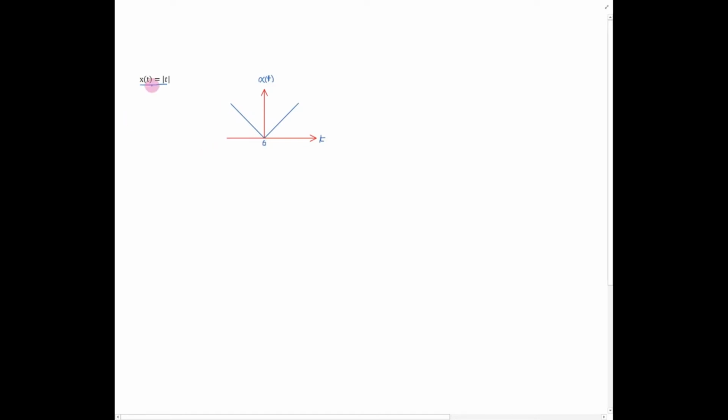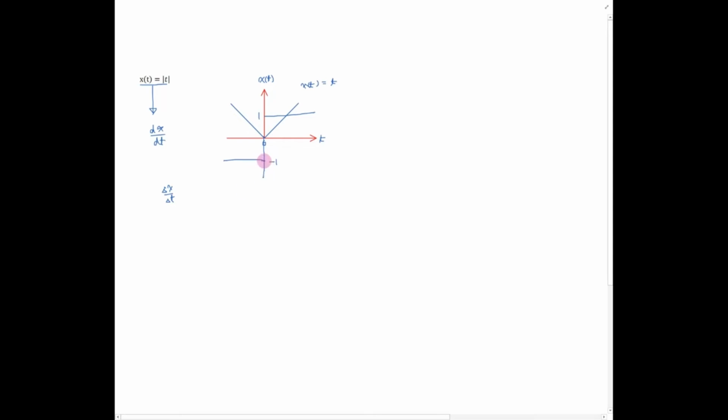But what is the differentiation of this one? The definition is the change of x with respect to the change of time. If we plot this differentiation in the positive time, if t is positive, it is 1. The slope is 1. You know that when time is positive, x(t) equals t. But if t is less than 0, then it becomes minus 1.